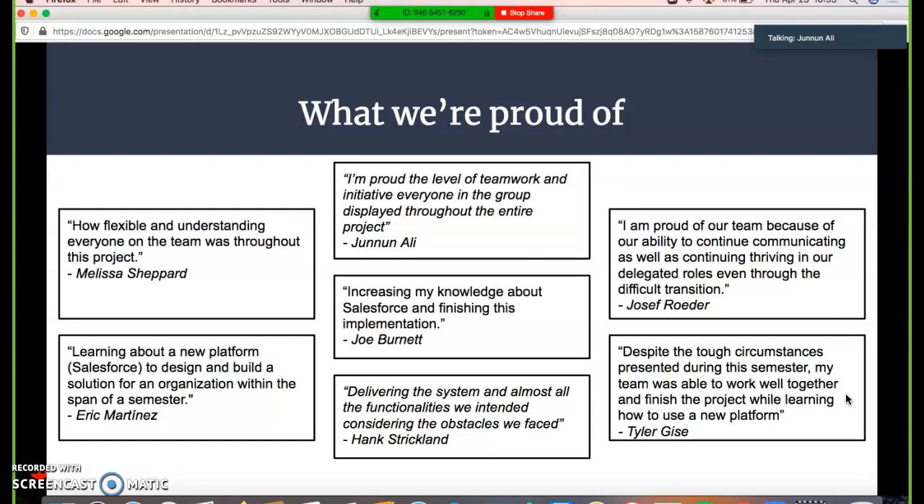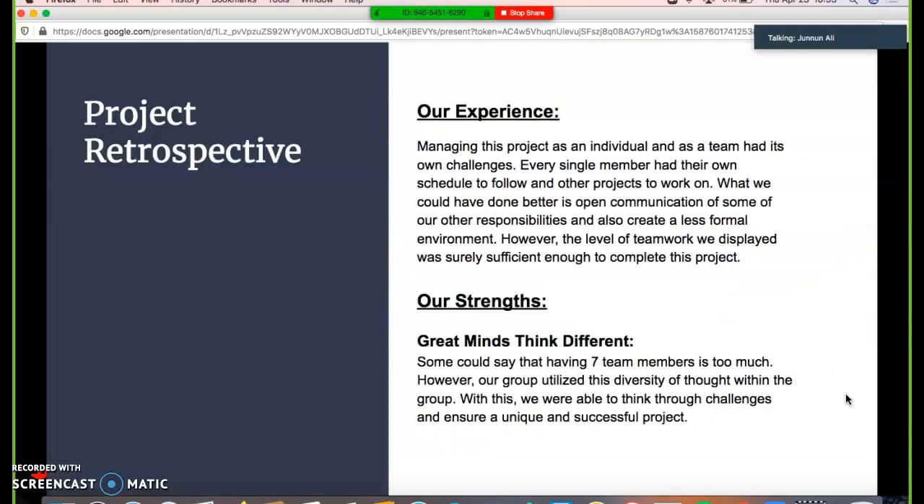Moving on to the project retrospective, managing this project did not go without its fair share of challenges. Due to the coronavirus pandemic, group meetings had to be done remotely, and sometimes we would deal with connectivity issues, and sometimes group members had to fulfill other obligations. What we could have done better as a group is become more transparent with our responsibilities and possibly create a less formal environment, one that anyone would feel comfortable talking to.